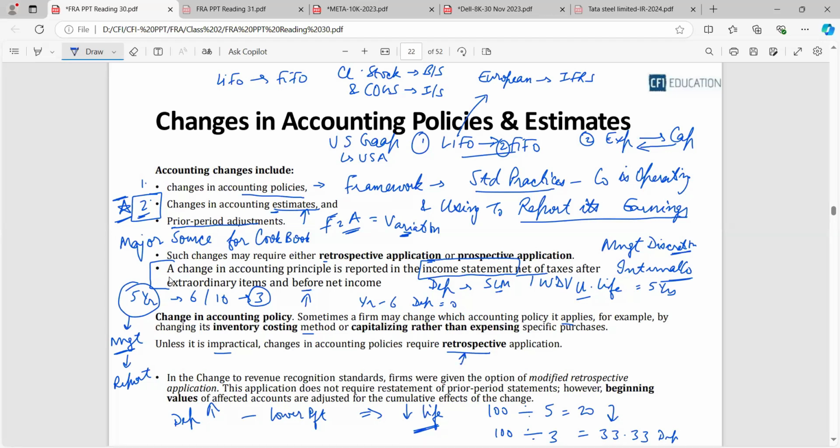Now, in the change to revenue recognition standards, firms were given the option of modified retrospective application, the word is modified retrospective. So it somewhat means there is substance over form, which we used to say in accounting terms.